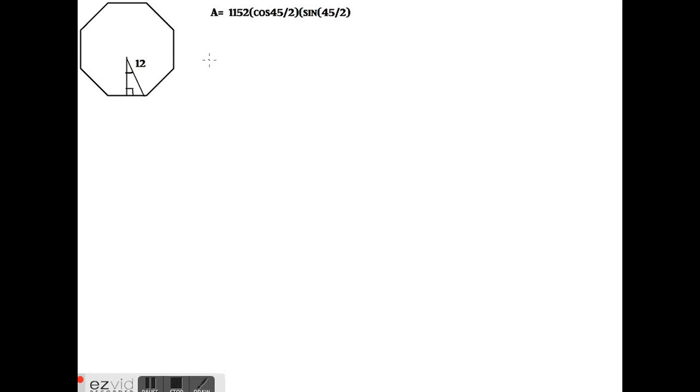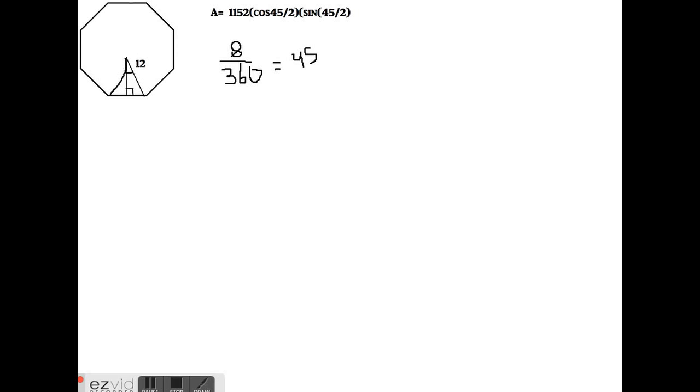Alright, so here we have an octagon, and we have a hypotenuse of 12, I don't know if it's inches or not. So what we're going to need to do first is divide that by 8 sides. So divide that by 8, and that equals 45. And 45 is this whole triangle's angle.